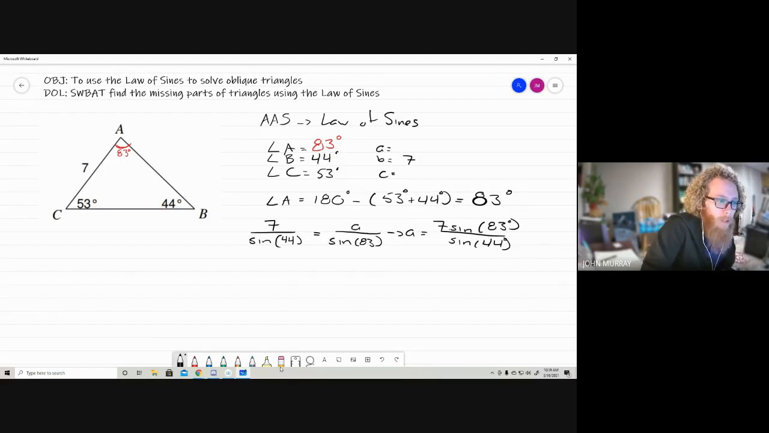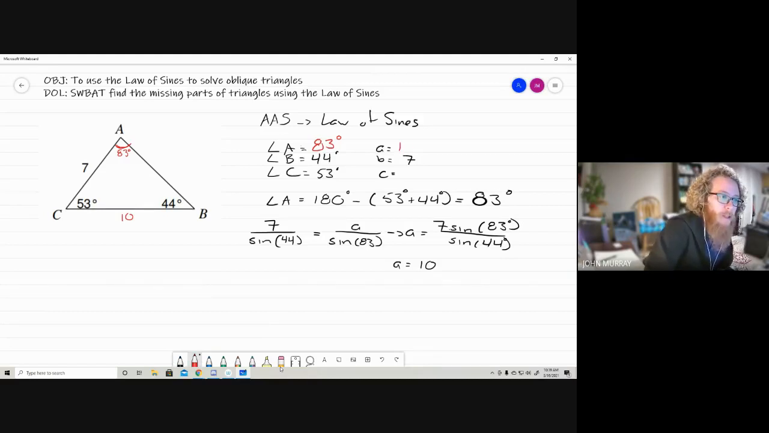Okay, degrees. Be careful. Make sure you are in degree mode, right? We don't want to be in radian mode. And when I calculate this, I get 10.00 something. So we're just going to call it 10. It's about 10. So side A is about 10. Now, we don't have all the sides, but so far it looks like it makes sense. 7 is across from 44. 83 is larger than 44. 10 is larger than 7. So our proportions in that sense are matching up so far. So far, so good.